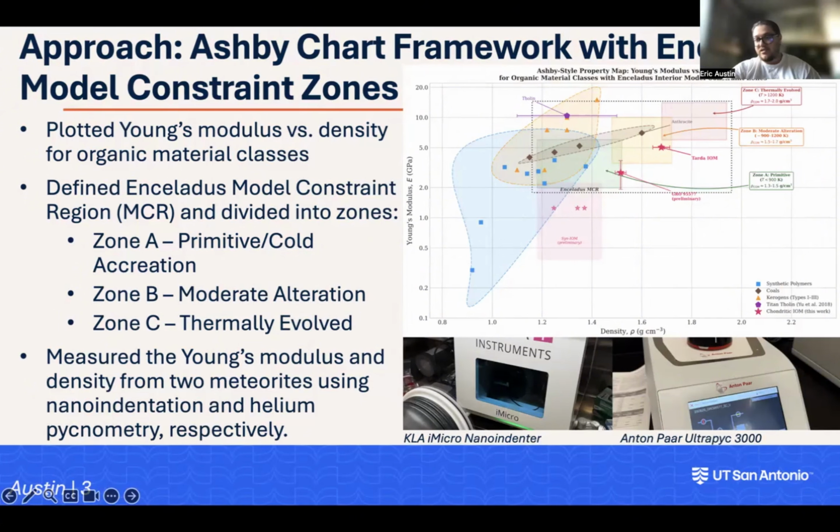To actually test this, I performed direct measurements on IOM extracted from two meteorites. I used a KLA I micro nanoindenter to measure Young's modulus and an Anton Paar UltraPyc 3000 helium pycnometer to measure density. This allowed the comparison of real extraterrestrial data points to clusters of known terrestrial materials on an Ashby chart for the very first time.